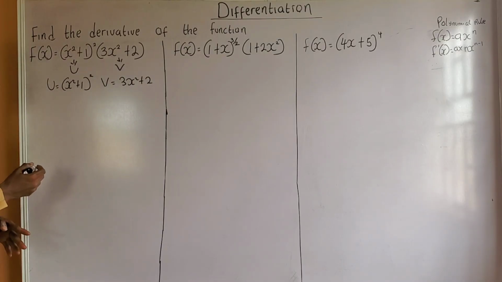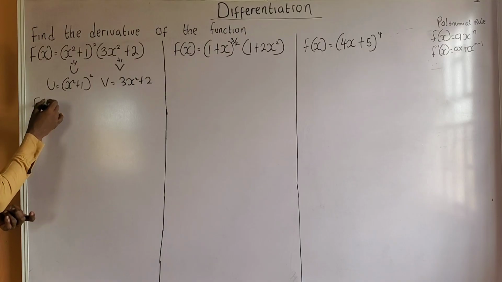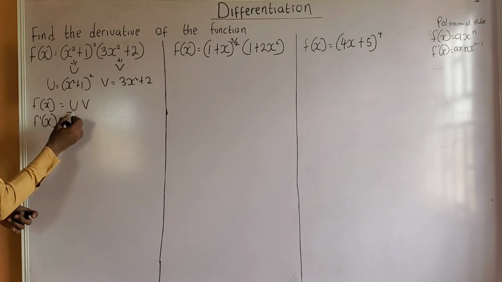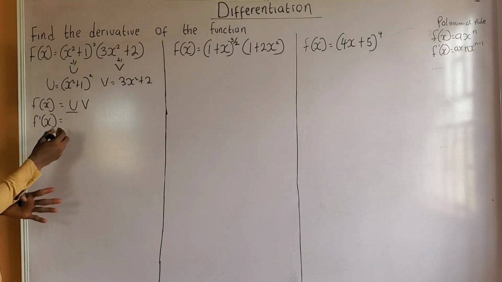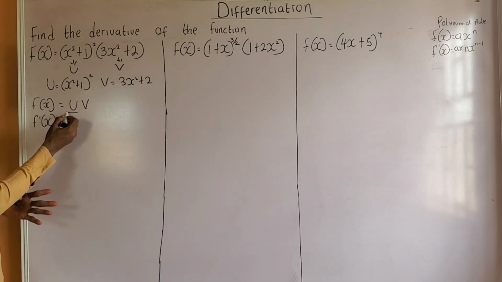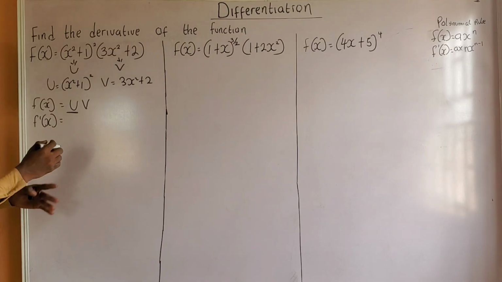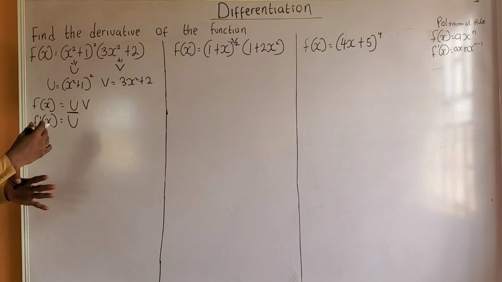Now, according to the product rule, please pay attention. If you have a function f of x equal to u times v, the derivative of f of x will be: you keep the first part of the function constant. That is, you are not going to touch it, you're not going to differentiate it. Then you differentiate the second part of the function.